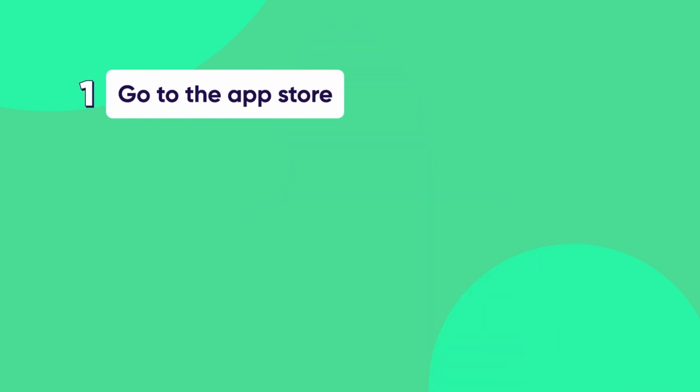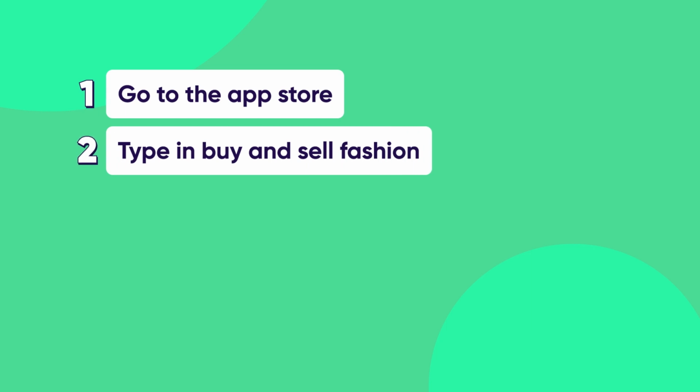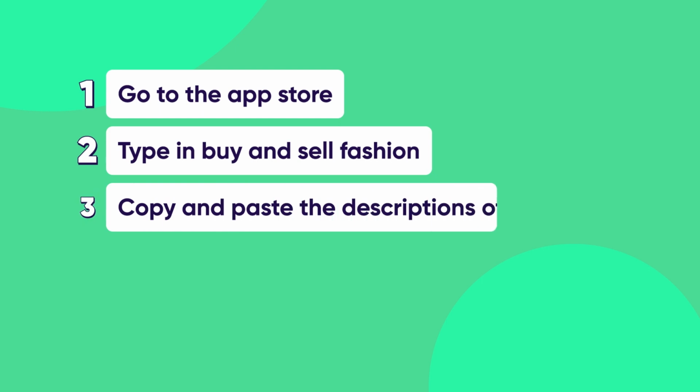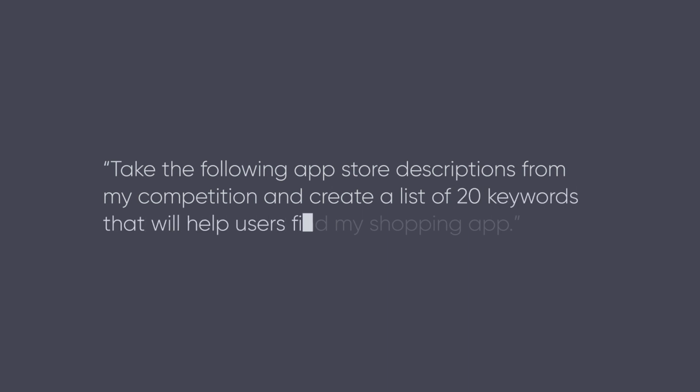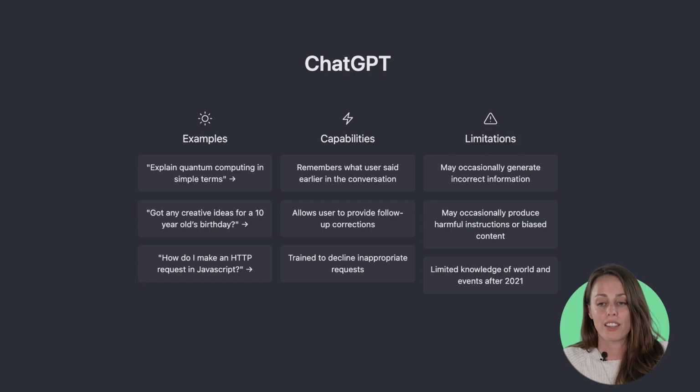For the sake of this example, let's imagine I'm an app marketer for a shopping app for buying and selling used clothing. I need to figure out which keywords should be in our App Store description to give it the best chance at getting found. First thing I do is go to the App Store, or ChatGPT, but more on that later, and type in something like buy and sell fashion or buy and sell clothing. I then copy-paste the descriptions of the top listings and prompt ChatGPT with something like, take the following App Store descriptions from my competition and create a list of 20 keywords that will help users find my shopping app. So, pulling that together, let's take that prompt and these descriptions and put them in ChatGPT.